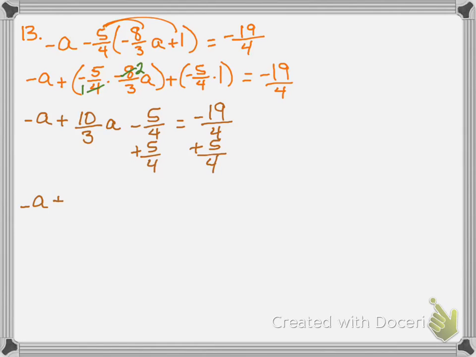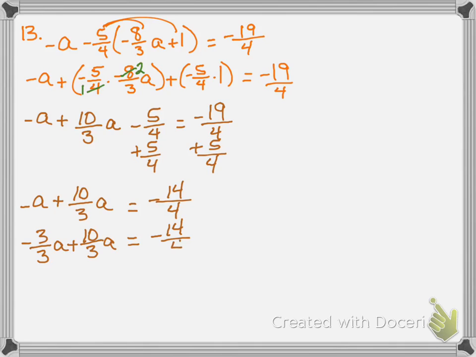That leaves us with negative a plus 10/3 a is equal to negative 14 over 4. I'm going to change that negative 1 to a negative 3 over 3 so that we can easily add that to the 10/3 a. Now, that gives me negative 3 plus 10 is 7/3 a is equal to negative 14 over 4. We're going to multiply that by 3 over 7 on both sides.